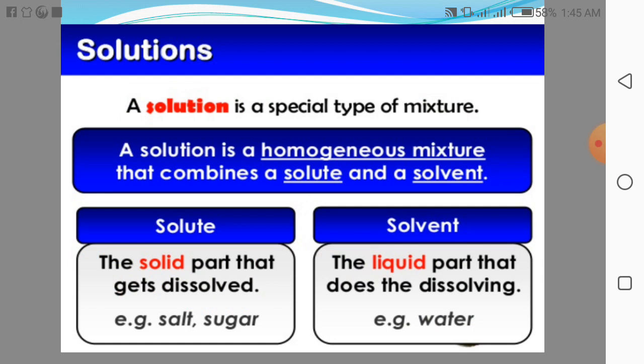A solution is a homogeneous mixture that combines a solute and a solvent. Now, what is solute and what is solvent? The solid part that gets dissolved is known as a solute, or we can say the smaller amount is known as a solute, that is salt or sugar. And what is solvent? The liquid part that does the dissolving is known as a solvent, such as water. The larger material is known as a solvent.